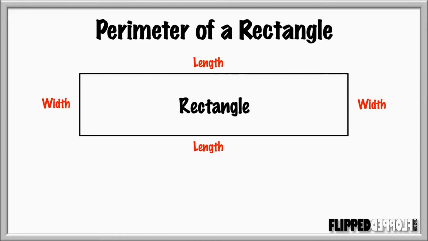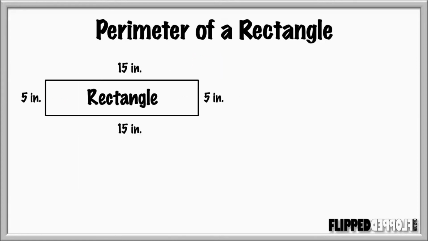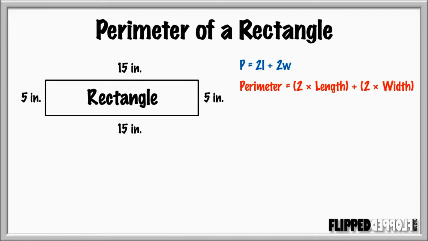So let's pretend we went ahead and measured the dimensions of our rectangle, and this is what we came up with. Now let's go ahead and find the perimeter of this rectangle. The first thing we're going to do is write our formula. P equals 2L plus 2W, which really means perimeter is equal to 2 times length plus 2 times width. Next, we're going to replace the words in our formula with the matching dimensions. So perimeter is equal to 2 times 15 plus 2 times 5.